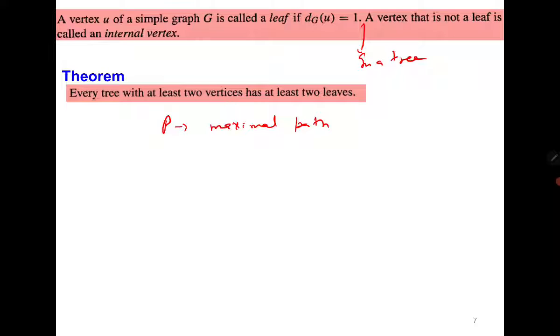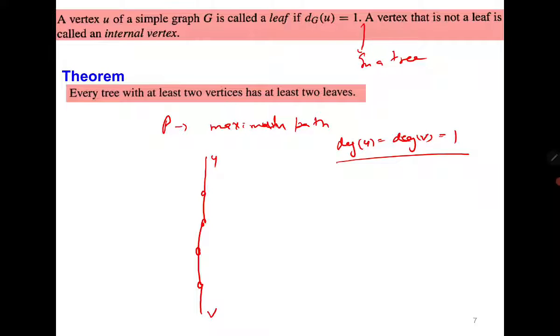Even instead of maximal, we can say that a path of maximum length. So P is a maximum path whose end vertices are u and v. We claim that degree u and degree v are equal to 1. It means they both are leaves. Why is it so?